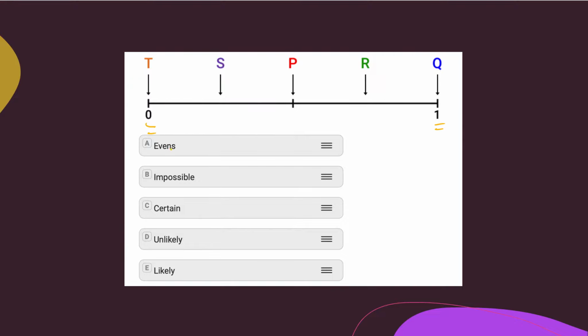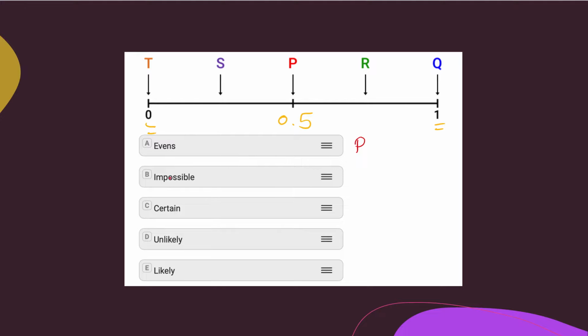So as I've mentioned before, evens means it's 50-50. So if 0 is over here, 1 is over there, that means halfway would be 0.5. And 0.5 is halfway and it's 50-50. So that means evens should be P.